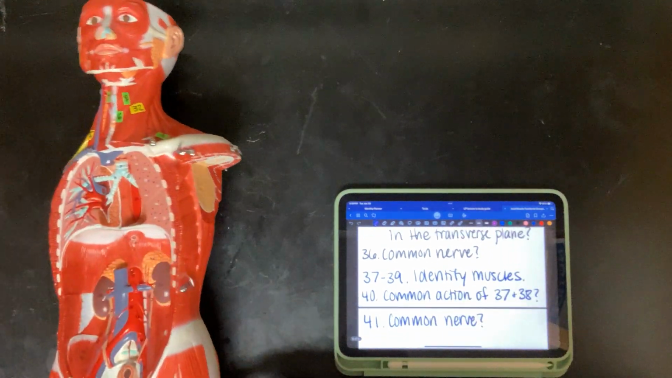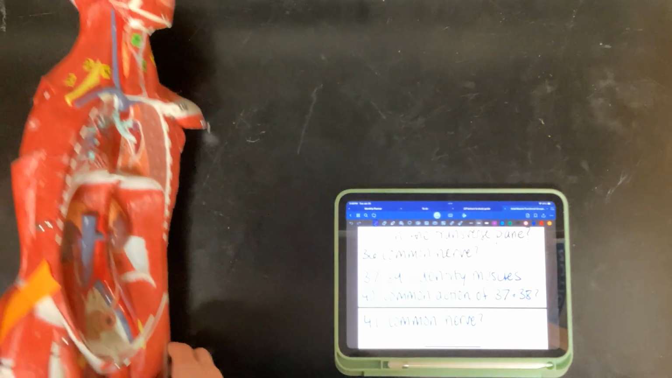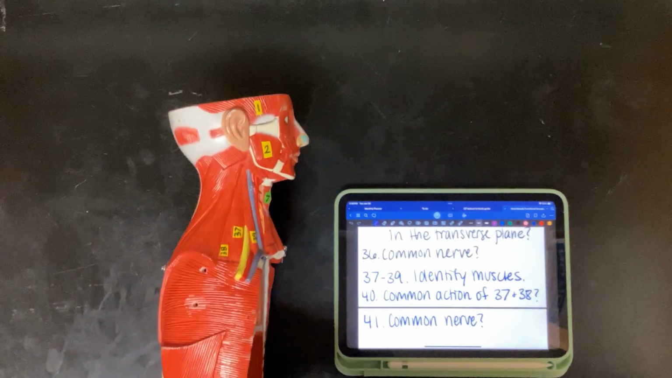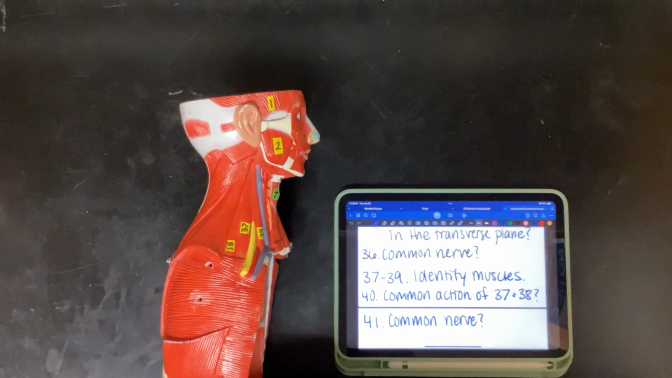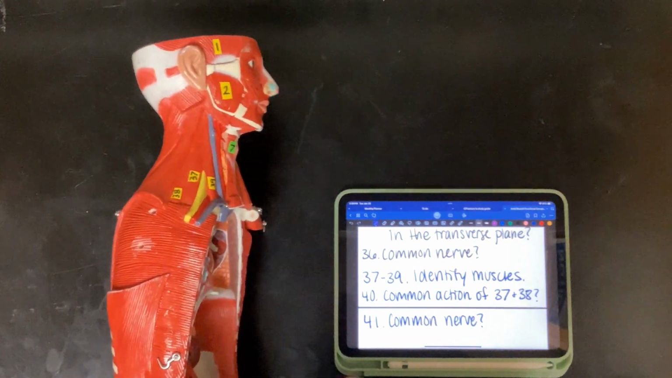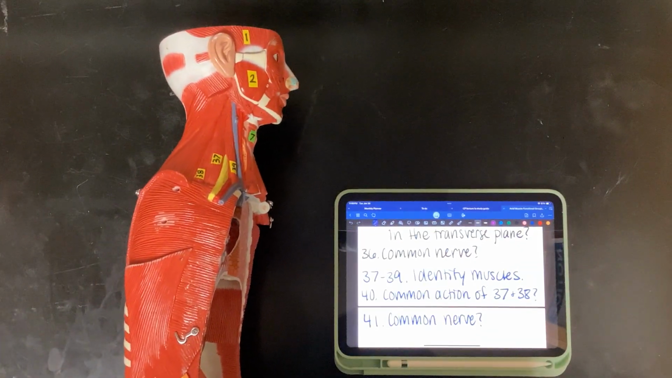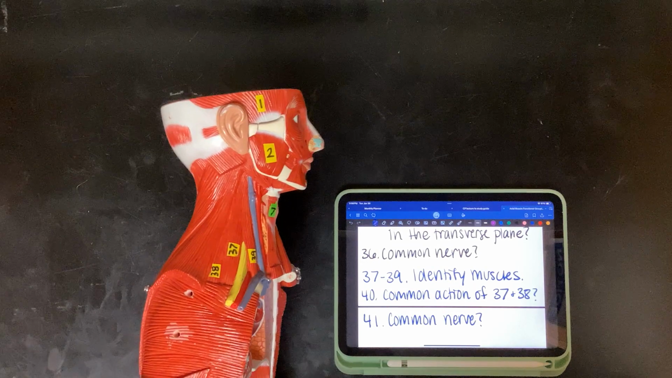37 to 39 is here. What are these muscles? And what is the common action of 37 and 38? And common nerve of all of them.